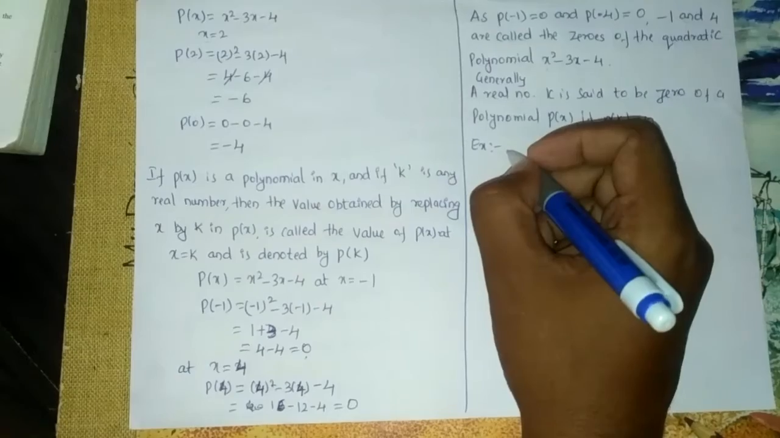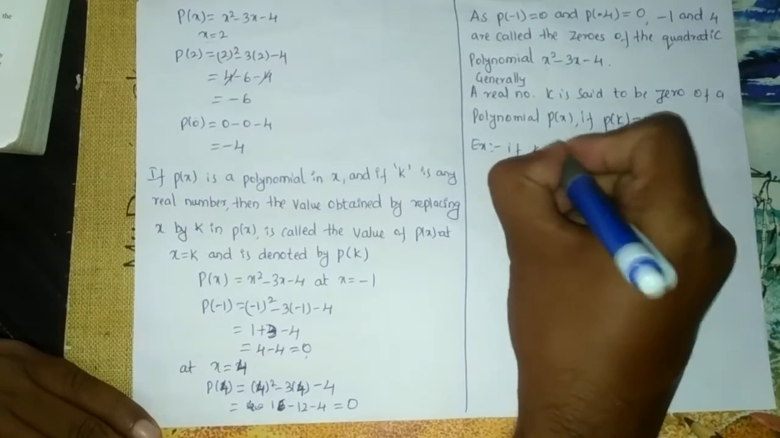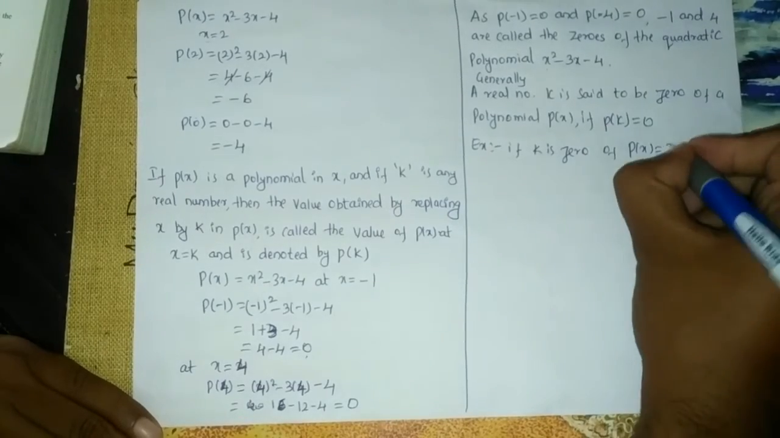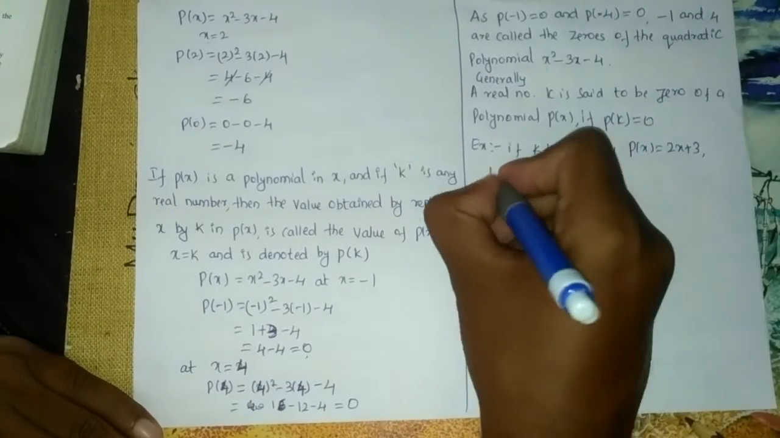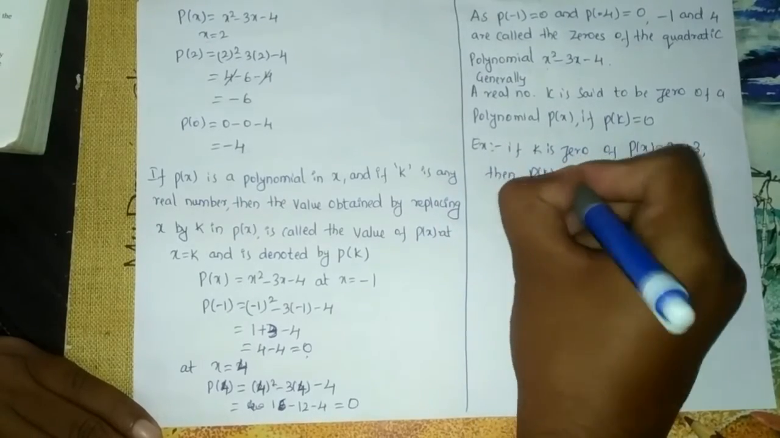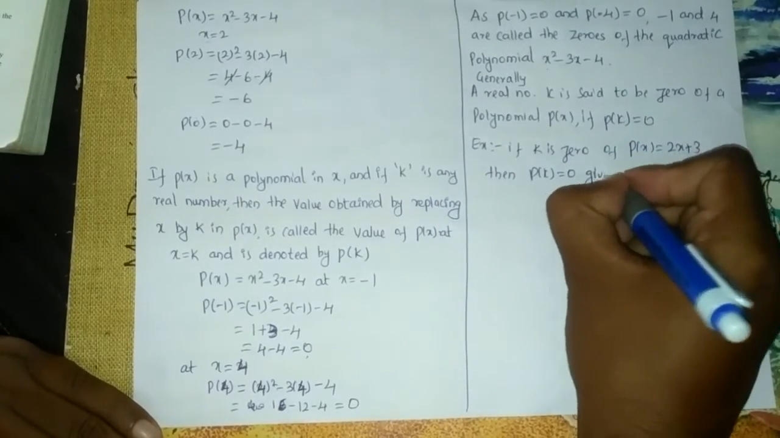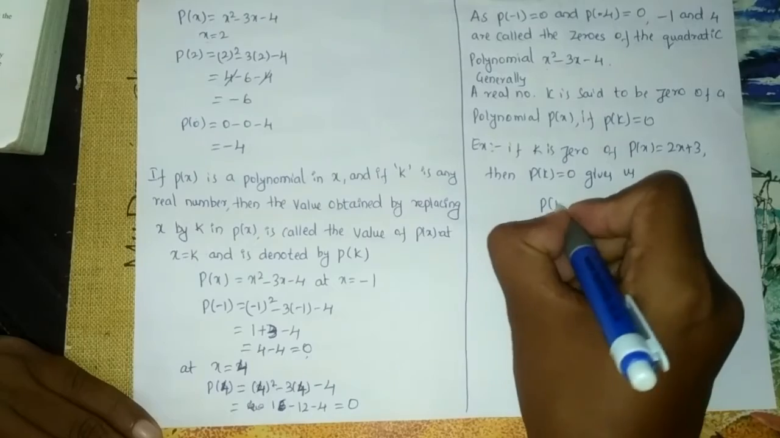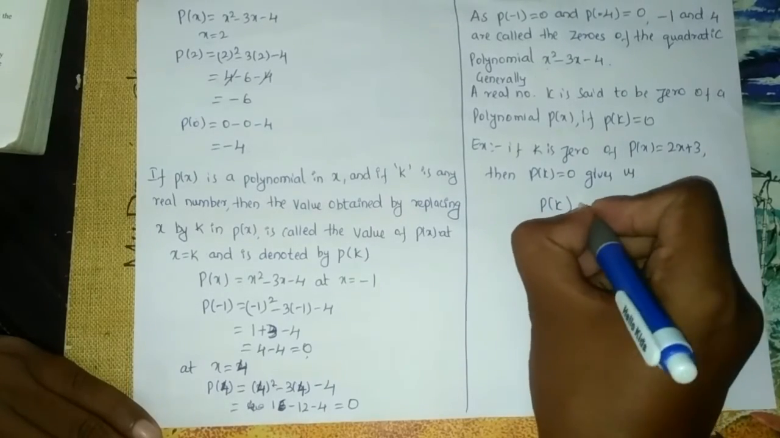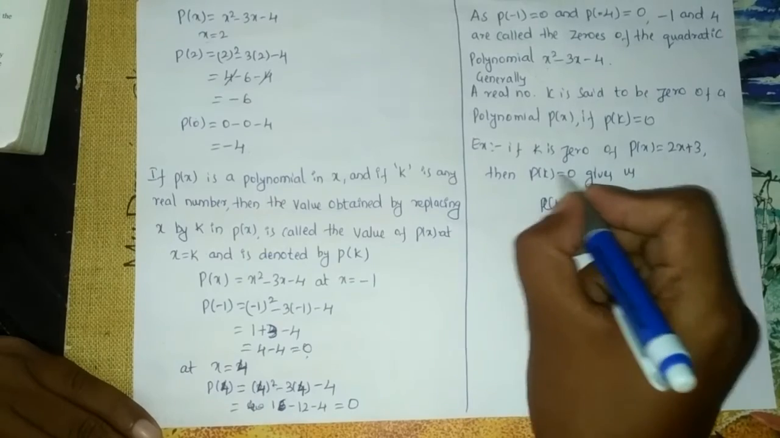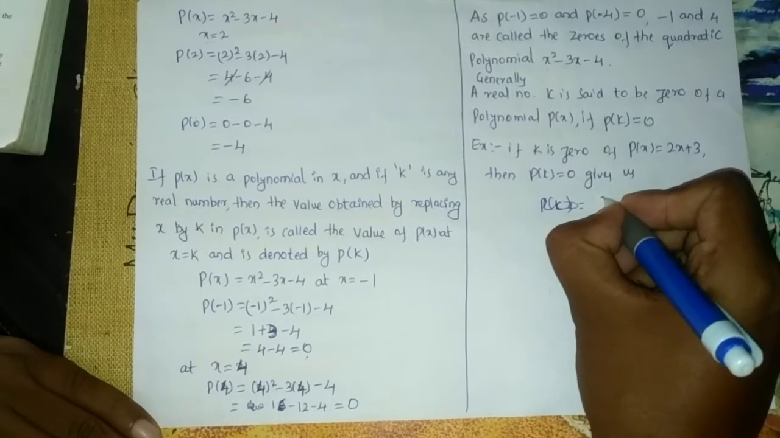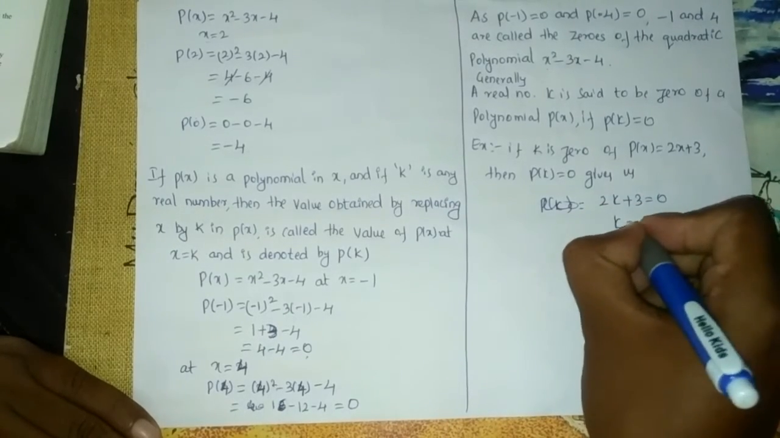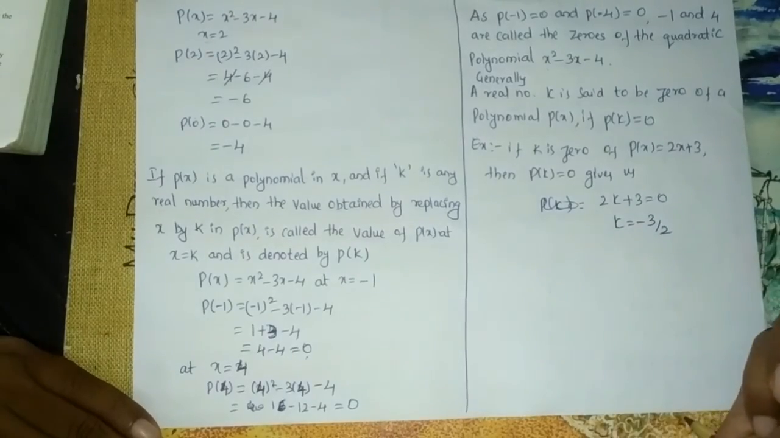For example, if k is the zero of p of x equals 2x plus 3, then p of k equals 0 gives us 2k plus 3 equals 0, that is k equals minus 3 by 2.